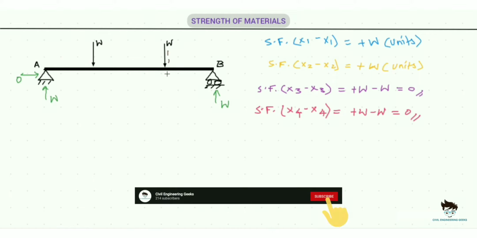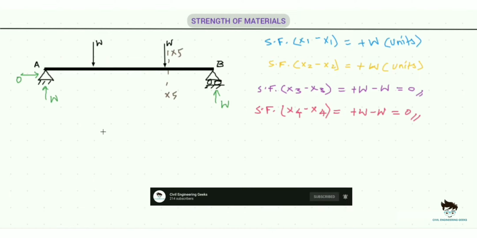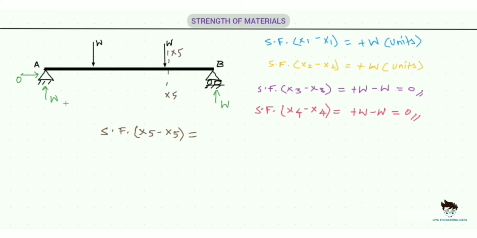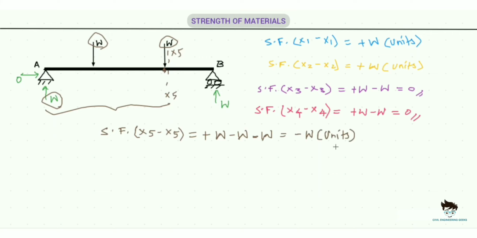Now finding shear force at section 5-5, considering the left side of the beam, we will get plus W, the reaction, minus W is the external force, and another external force is there, so that is also minus W. All this will be equal to minus W.